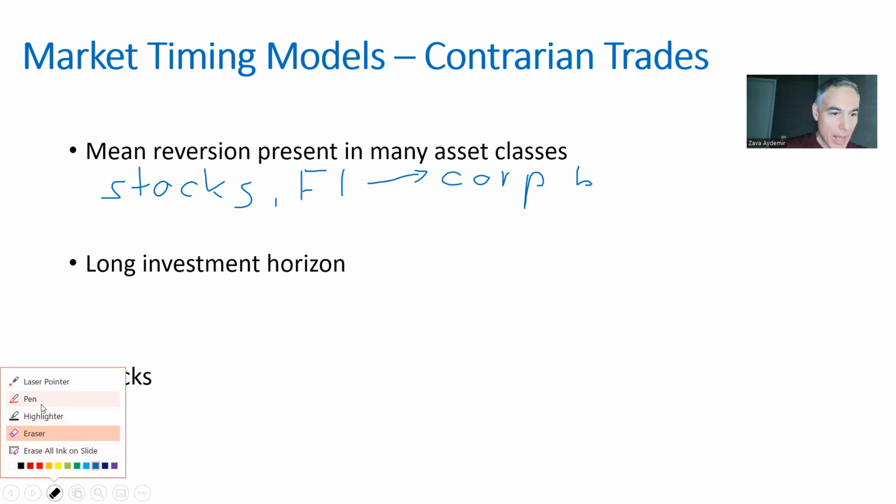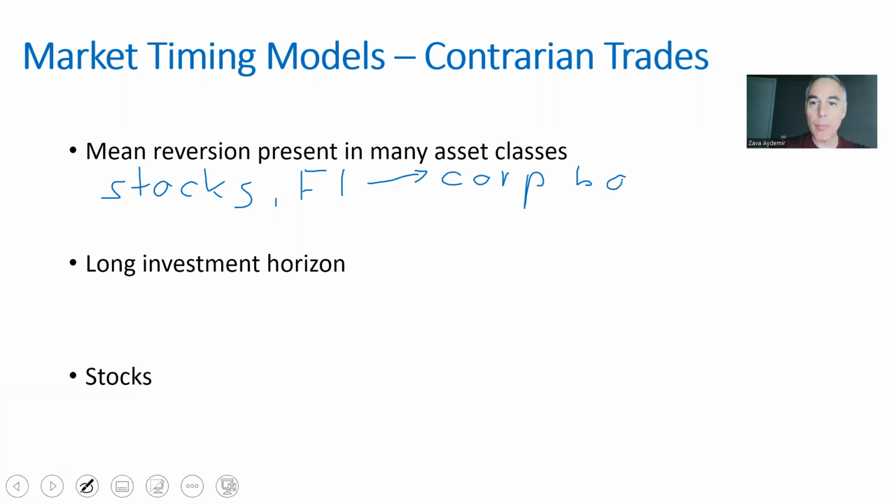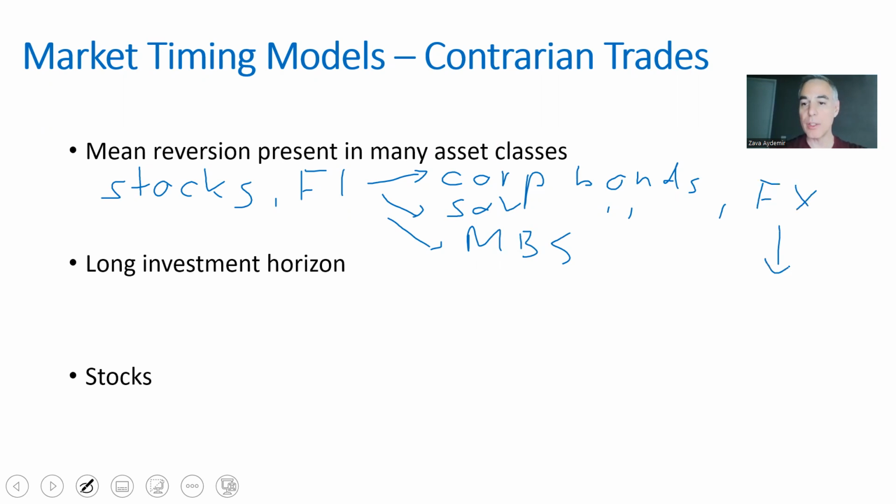Corporate bonds, and you also see it in sovereign bonds and even MBS, mortgage-backed securities. Okay, and then of course you have FX, and this is actually a very, very famous one. It's called the carry trade, but I won't go into it, but quote unquote, that's the carry trade. So mean reversion contrarian trades are present in many asset classes.